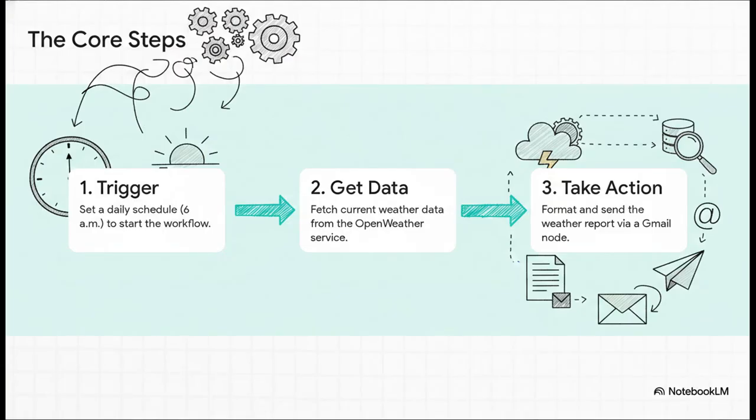You know, no matter how wild or complicated an automation gets, it almost always boils down to these three simple steps. First, you need a trigger. This is what kicks the whole thing off. In our case, it's just a daily schedule. Second, you get data. Here, we'll go grab the forecast from a weather service. And third, you take action. We'll take that data, make it look nice, and send it in an email. Each one of those is a node. Trigger, get data, action. Simple, right?